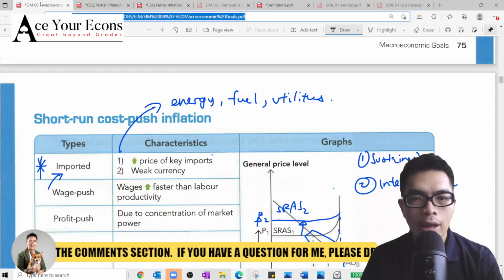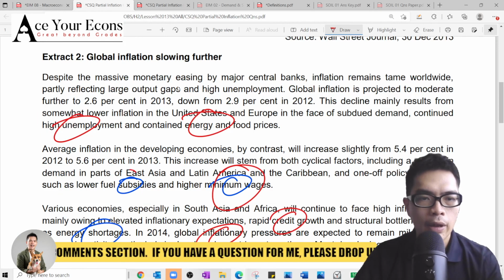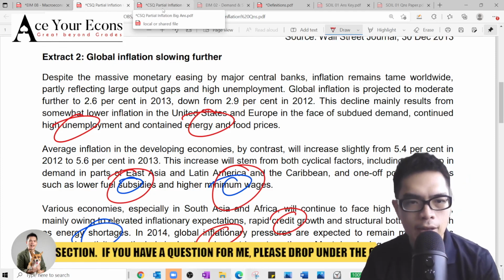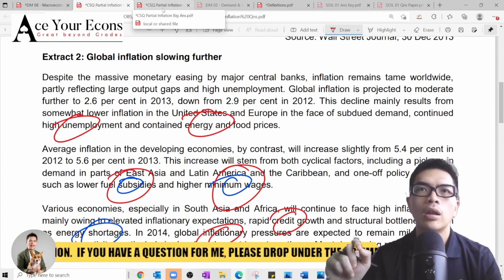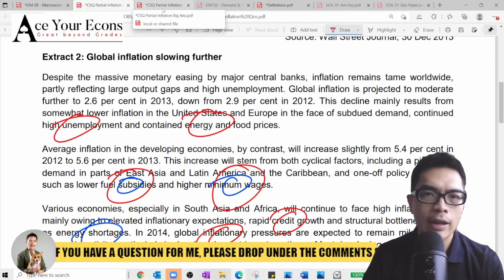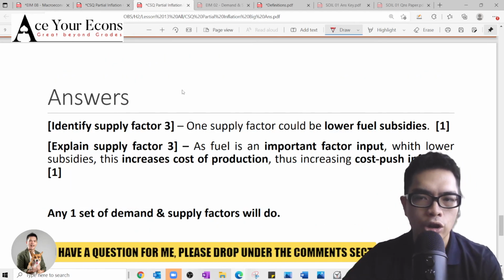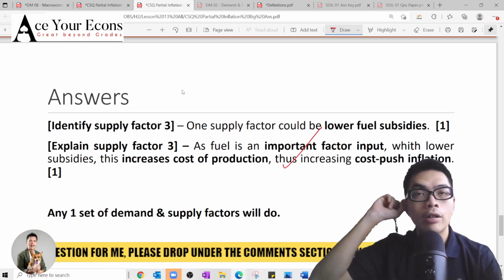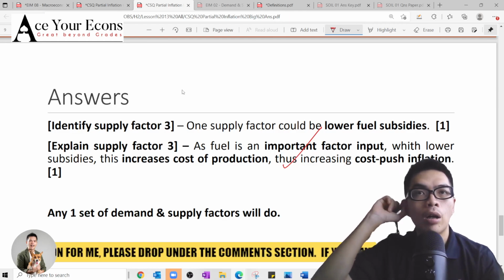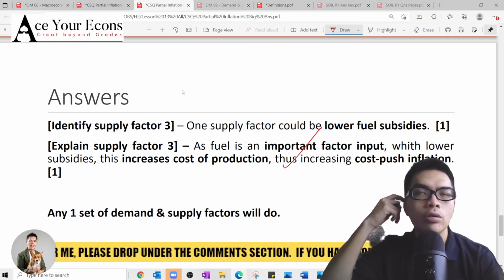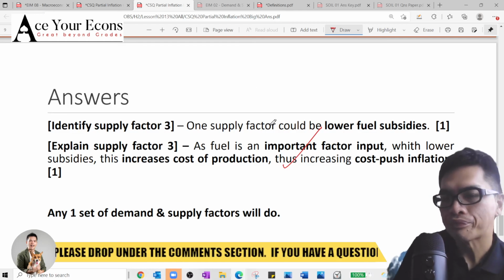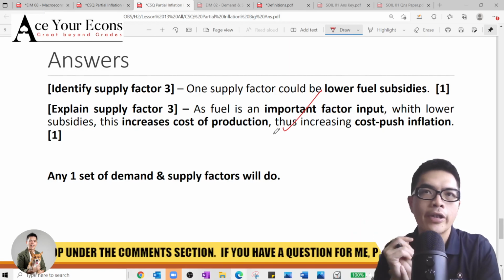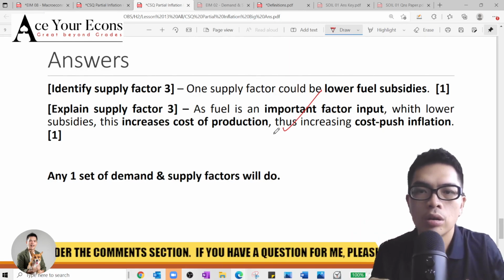Lower fuel subsidy also works. When there is a depletion of or lower fuel subsidies, this works like an indirect tax. When you lower fuel subsidies, it acts like an indirect tax. This drives up your cost of production, so cost push inflation will happen. I've mentioned this: you've got to be sensitive about fuel. More or less it will drive up cost of production because you use fuel to produce almost everything. So one set of demand and one set of supply factors is going to be sufficient. Clear?